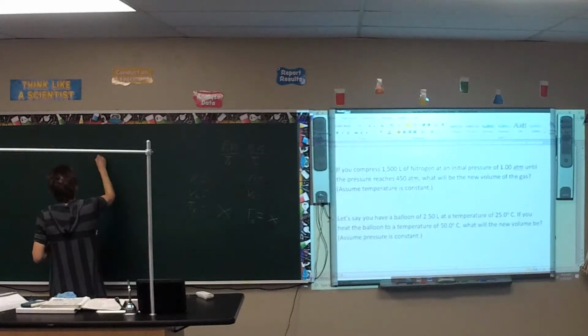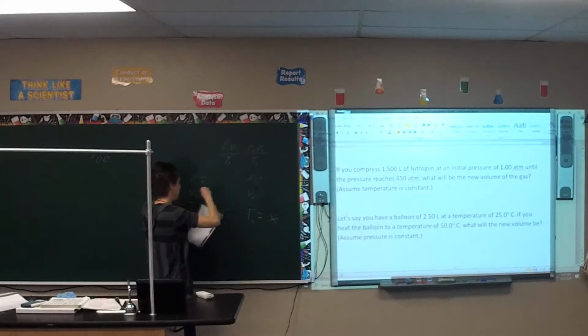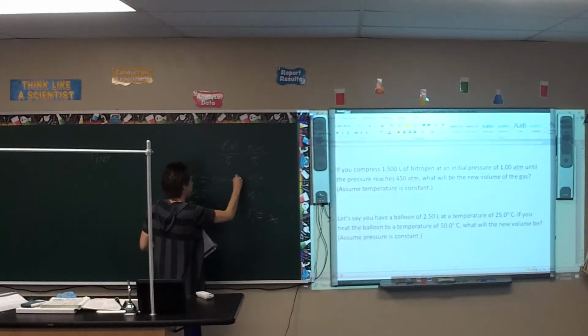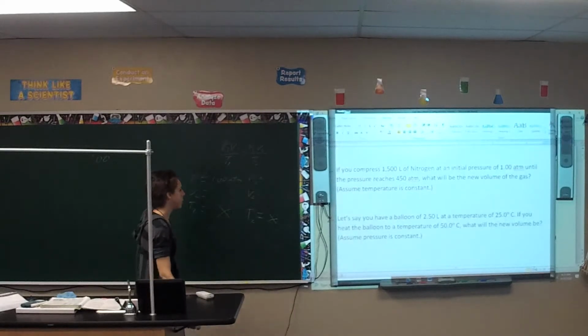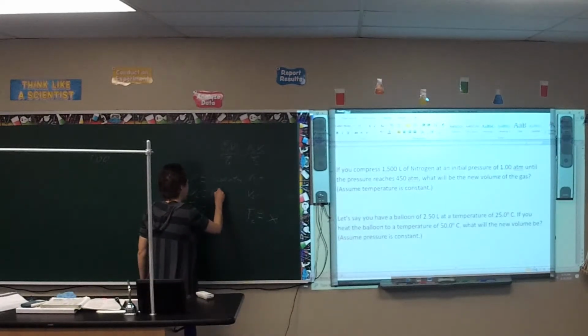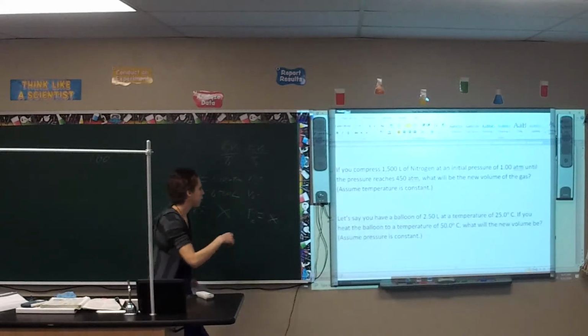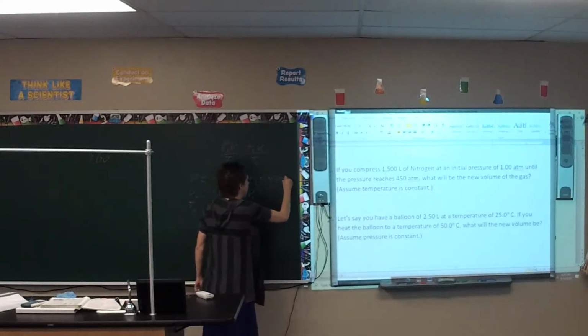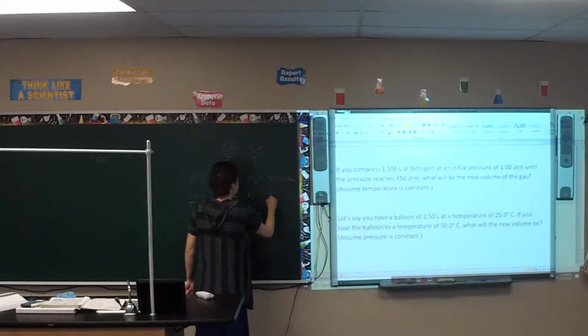So it's 1 ATM. So 1 ATM is my starting pressure. So the initial pressure is 1 ATM, and it has 1,500 liters. So 1,500 liters, no decimal point. The second pressure is 450 ATM, and I'm asked what the second volume will be, so I'm finding that again.